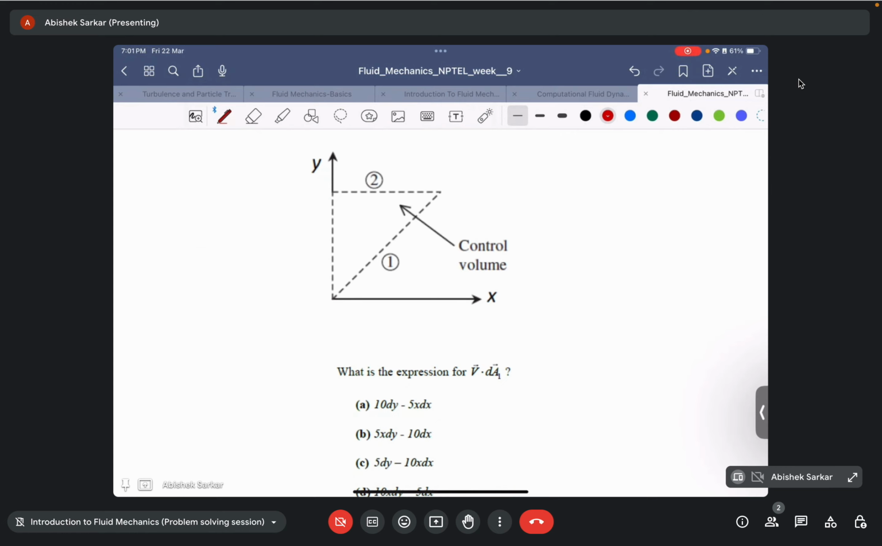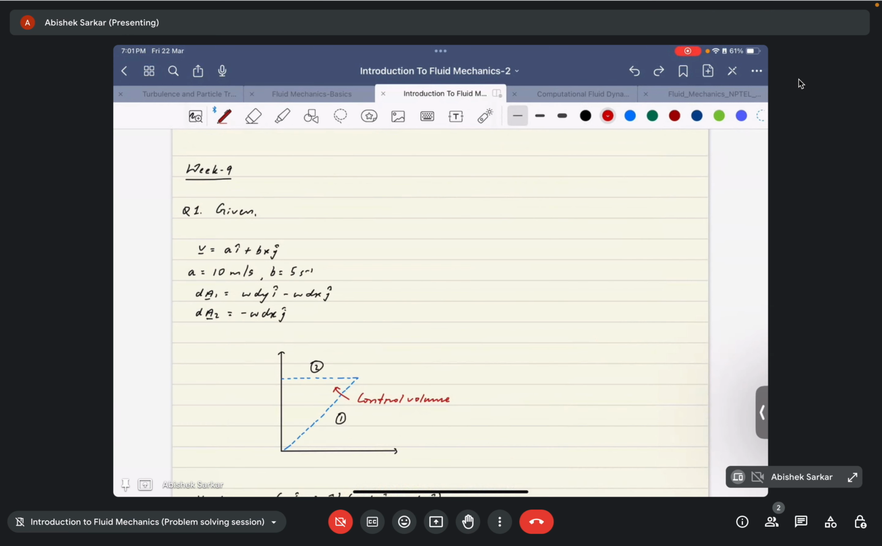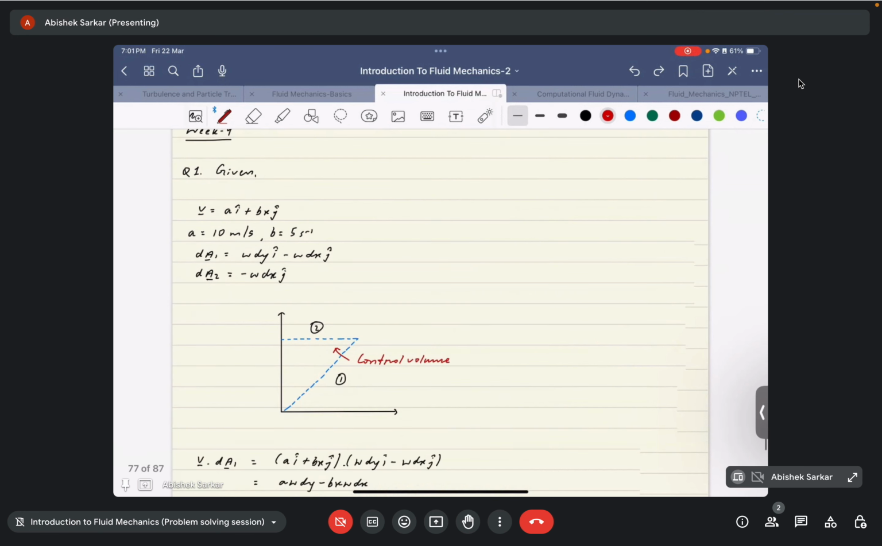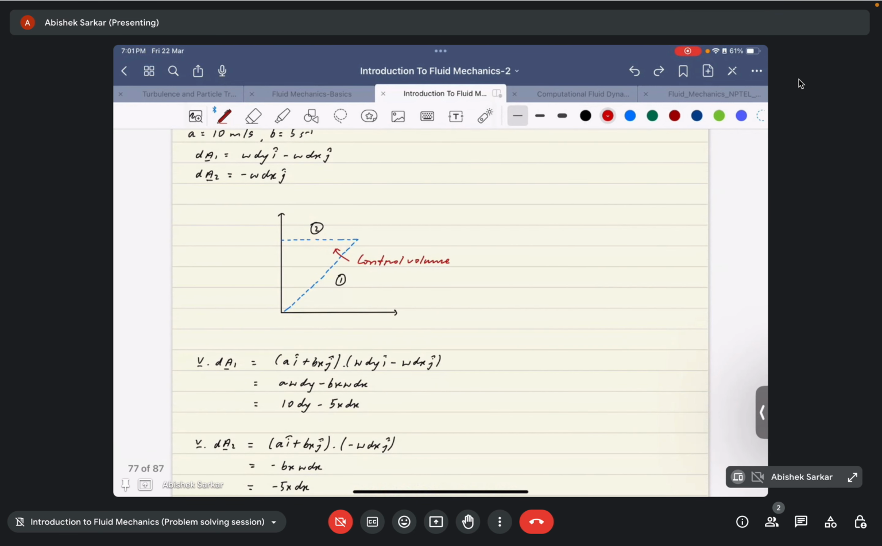Once you do that, if I go to the solution, since V is equal to A i cap plus Bx j cap and dA1 is equal to W dy i cap minus W dx j cap, we need to find V dot dA1. Taking the dot product of A i cap plus Bx j cap with W dy i cap minus W dx j cap, you will get A W dy minus Bx W dx. Since we know A is equal to 10 and B is equal to 5, just substitute the numerical values to get that V dot dA1 is equal to 10 dy minus 5x dx.